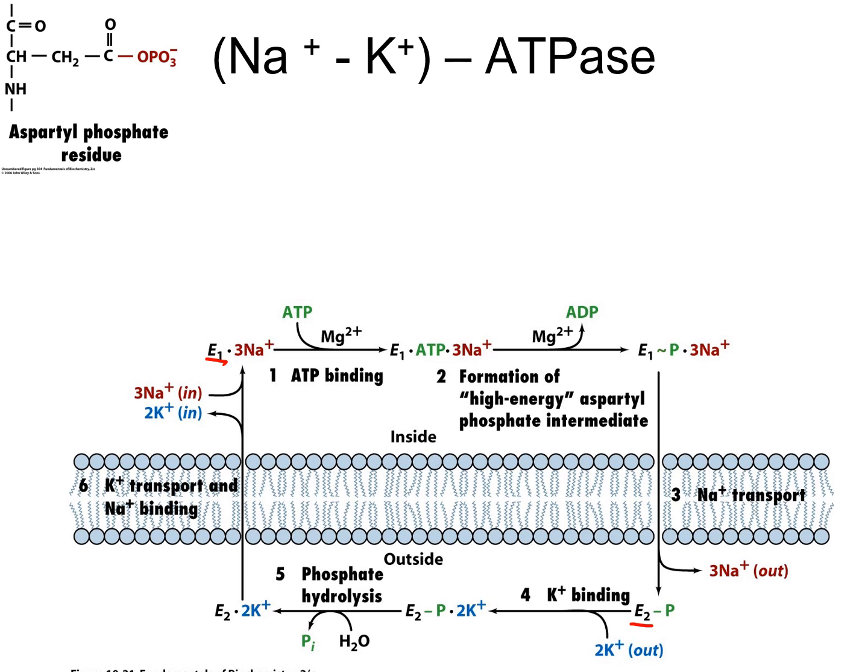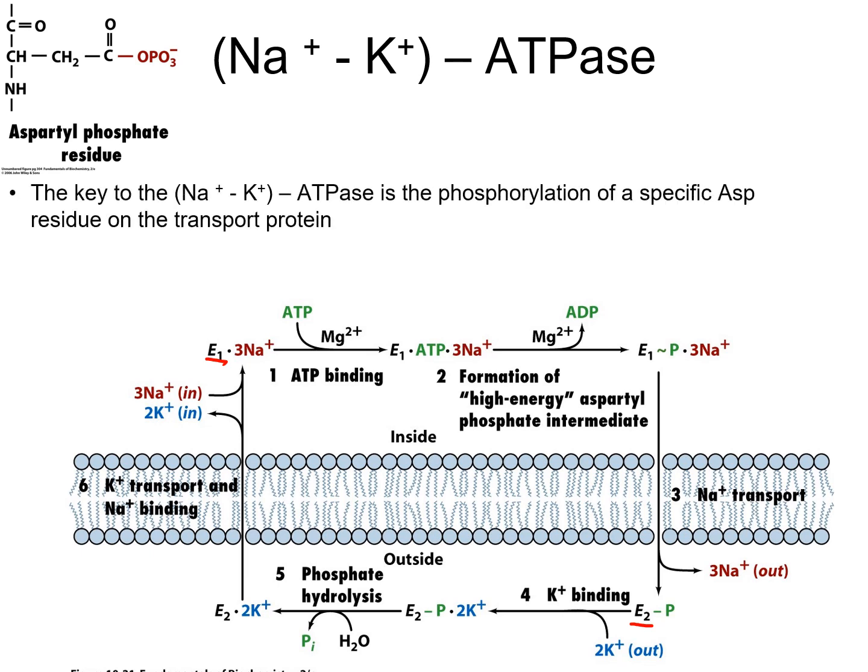Now, it's a little bit complicated though, because if you look at this figure, there's a lot going on. There are words mixed with letters, mixed with acronyms, mixed with colors. So I'm going to bring up the text, and then I'm going to break down the different parts of it. The key to this sodium-potassium ATPase is the phosphorylation of a specific aspartic acid residue on the transport protein. So there is a phosphorylation event that takes place, and we'll get to that in just a moment, that initiates a change in the protein.